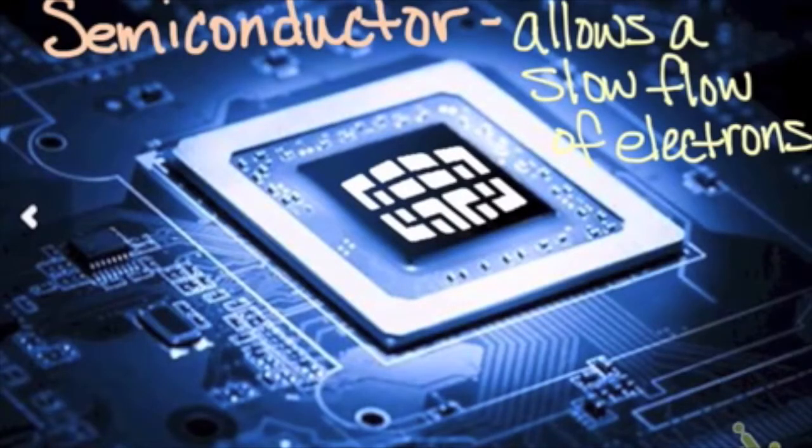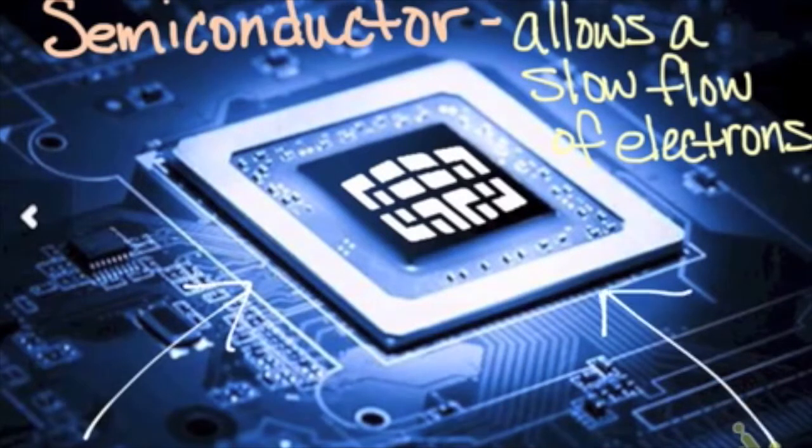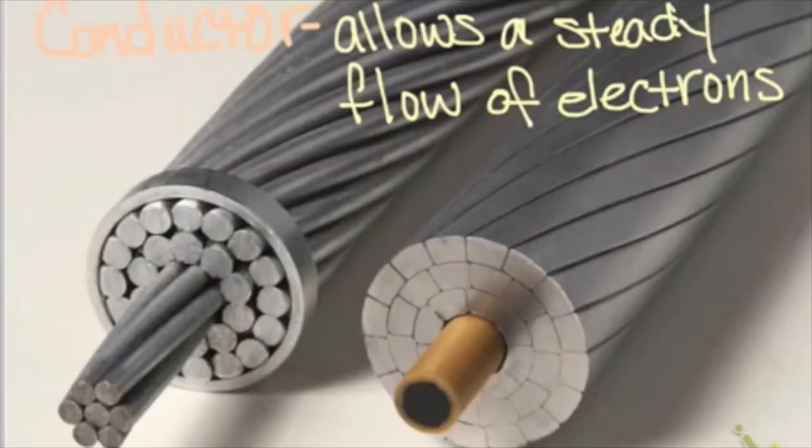Okay, and what about semiconductors? What are semiconductors? Semiconductors are materials that are kind of in the middle. They allow some charge, but not very much. Examples of that are silicon, which is inside of computer chips and things. They allow some charge, but not a whole lot. Okay, so that's between the conductor and insulator? Yeah, it's right in the middle.